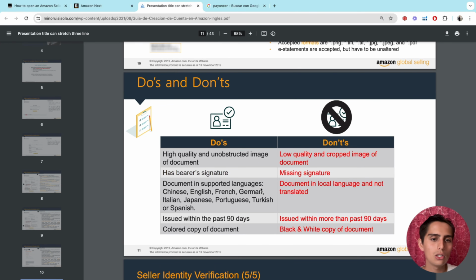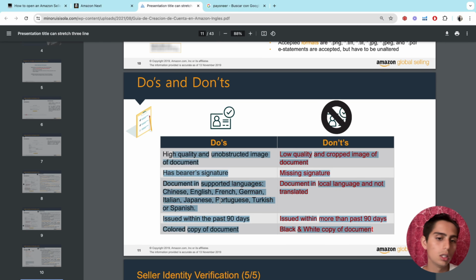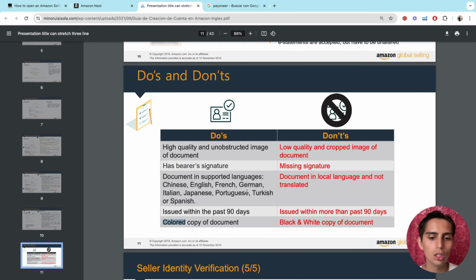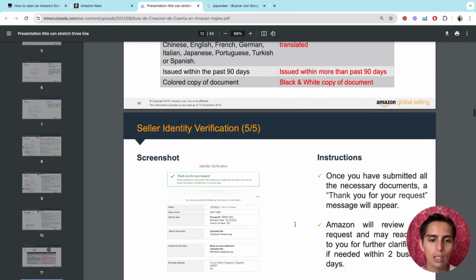So this is basically the do's and don'ts. Some of these are pretty obvious here. This is very important. The languages: Chinese, English, French, German, Italian, Japanese, Portuguese, Turkish, or Spanish. Everything outside of this, Amazon is most likely not going to accept, okay? You can use a certified translator, but just get them in English. It's going to be easier. Everything has to be colored, they cannot be black and white. And this is pretty much it.